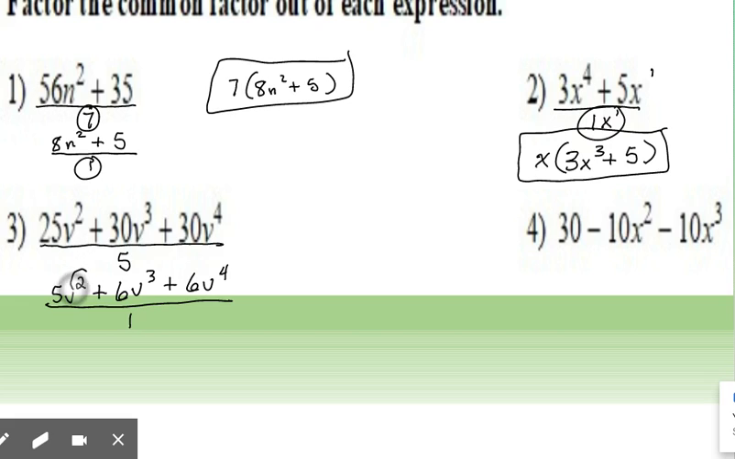The smallest exponent is v squared, so I'm going to divide out a v squared. And that's going to leave me with 5 plus 6v plus 6v squared. Notice I basically took that number of v's away from the exponent. Now, that's what goes inside. These multiplied go outside, so I'd have 5v squared on the outside.